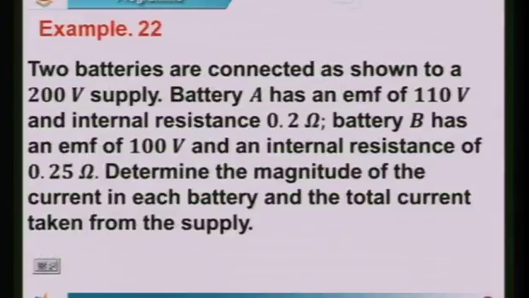Two batteries are connected as shown to a 200 volt supply. Battery A has an EMF of 110 volts and an internal resistance of 0.2 ohm. Battery B has an EMF of 100 volts and an internal resistance of 0.25 ohm. Determine the magnitude of the current in each battery and the total current taken by the supply.